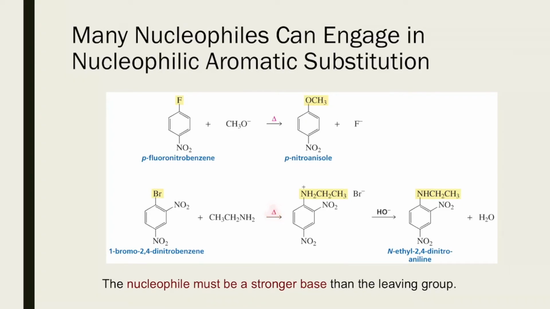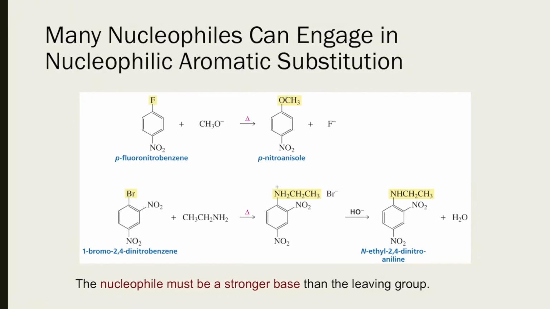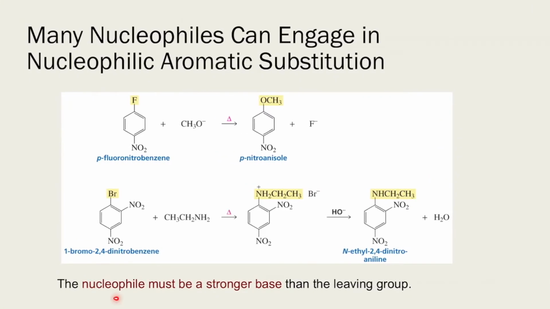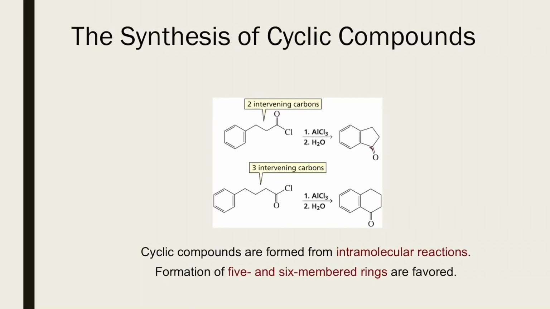Okay, so here when you heat the amine with this compound right here, it's going to get converted into this intermediate, and then later on when reacting with a base, it's going to grab the hydrogen on the nitrogen, and it's going to form the product. And in all of these cases, the nucleophile must be a stronger base.